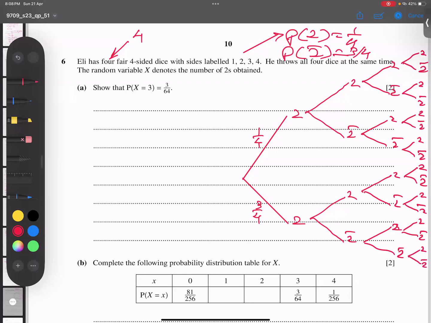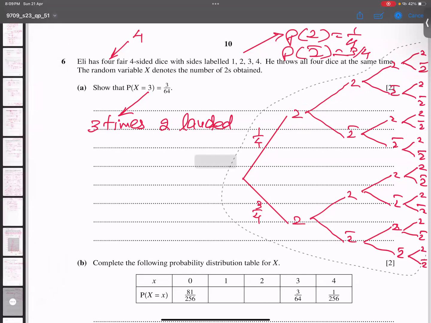You get full marks. So he said that X stands for the number of 2s obtained. And what does this 3 mean? It means 3 times 2 will come, the dice landing on 2 three times. So check which branches we have where 3 times 2 comes. We have many branches, but first I show you. Okay, students, get ready. For example, 2, 2, 2, and not 2. So wait a minute, students. Maybe I need to move it slightly because I want to put some arrows.